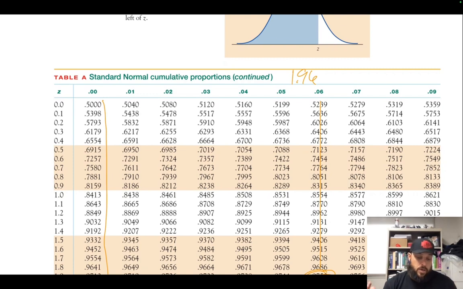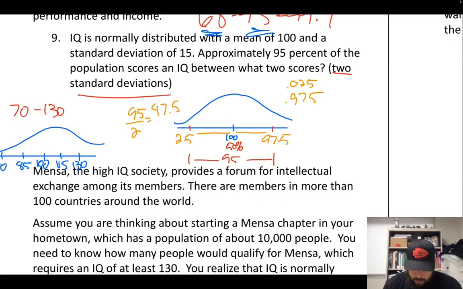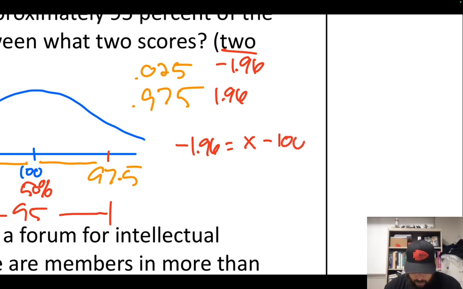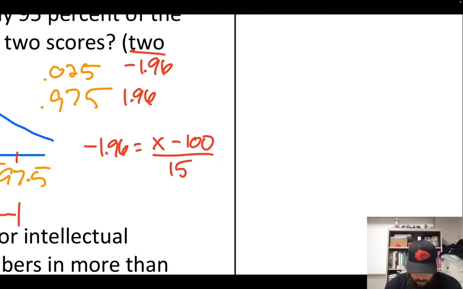One is just negative, denoting you went to the left. All right, so let's take the negative and positive 1.96 back. And now we're going to use this in a different manner. So we know our z-score. So I have negative 1.96 is going to equal our value. We don't know what that is. Still subtracting our mean of 100, and then dividing by our standard deviation, which was 15. And then we do the same for the other side.